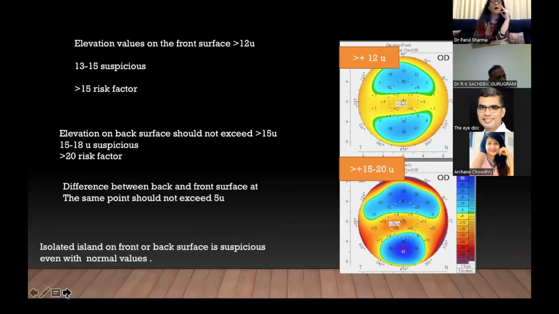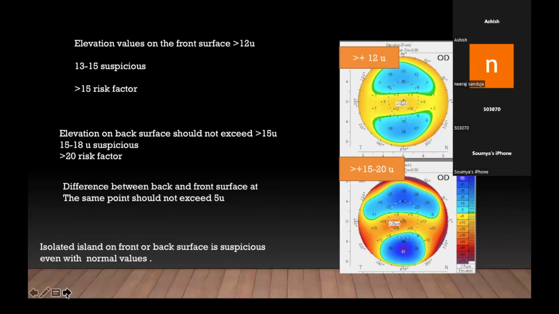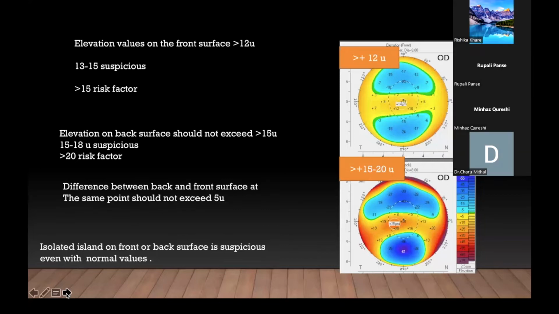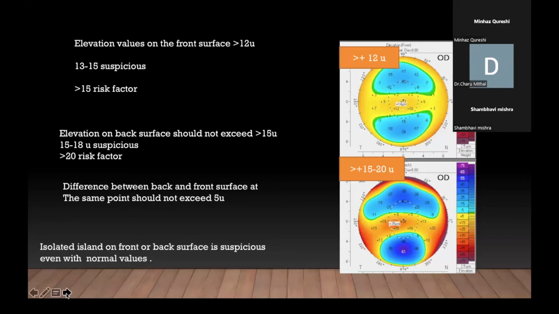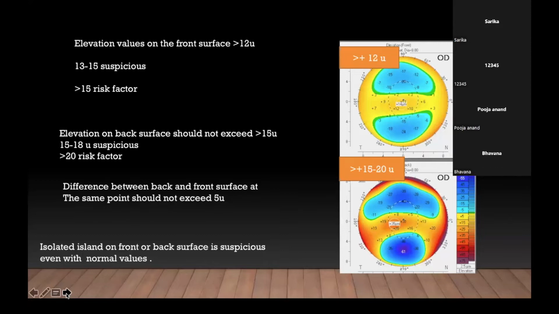So coming back to the elevation data, we have discussed the concept of elevation maps. In the elevation maps, you're not really looking at a design or a pattern or a color, but here the numerics are very, very important. Any elevation on the front surface of more than 12 microns is something you want to take suspiciously, and more than 15 is a definite risk factor and a no. And in the back surface, anything that is more than 15 microns is something you want to take with suspicion, and more than 20 is a definitive no.